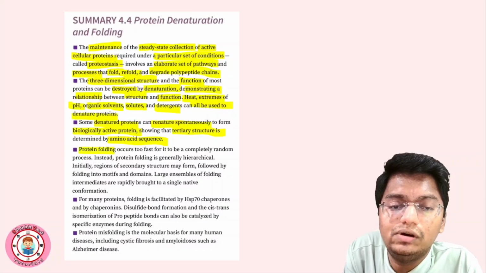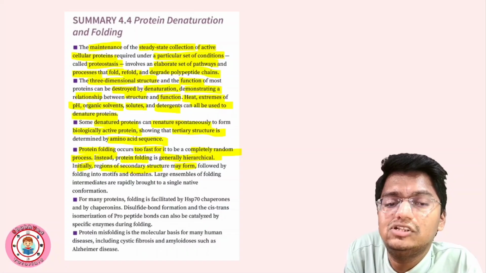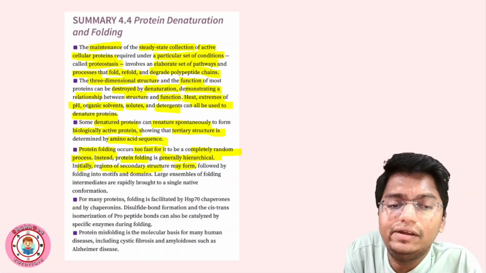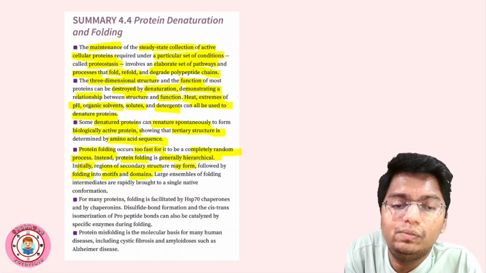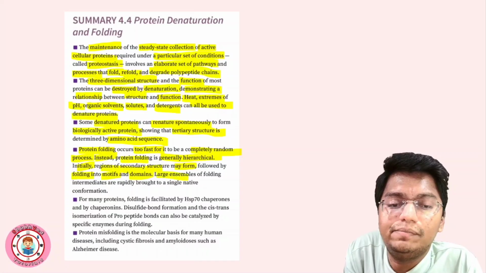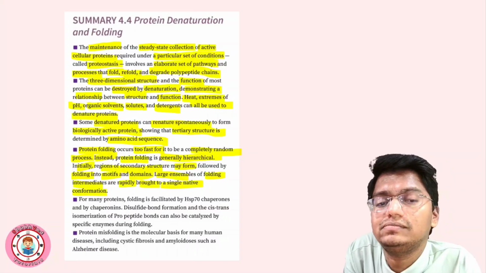Protein folding occurs too fast for it to be completely random process. Instead, protein folding is generally hierarchical. Initially, regions of secondary structure may form. Right? Initially, मतलब starting में secondary structures बनते हैं, followed by folding into motifs and domains. Large assemblies of folding intermediates are rapidly brought to single native conformations.